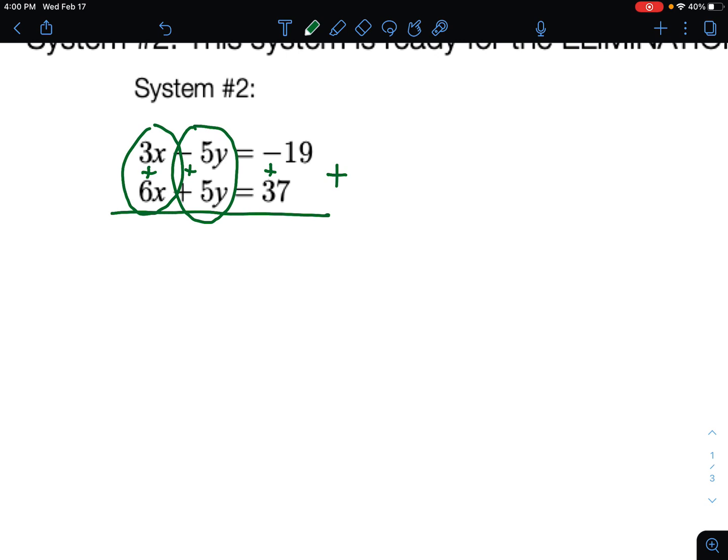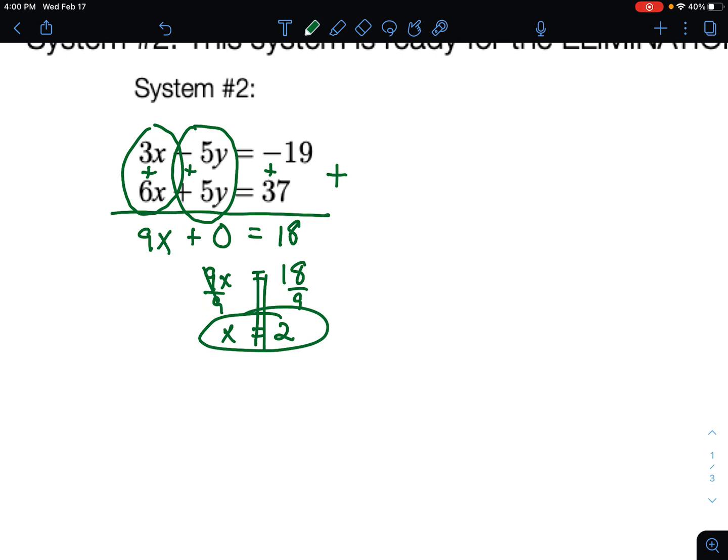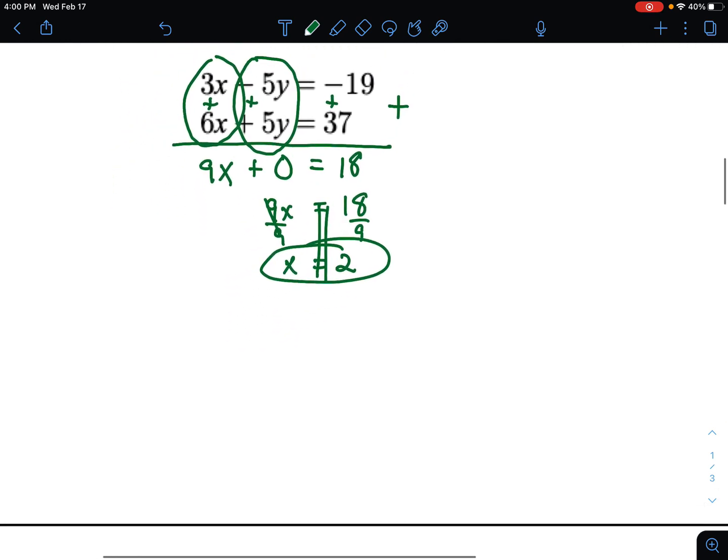So we're going to add these equations together to get a new equation. So 3x plus 6x is going to give us 9x. Negative 5y plus 5y is 0. Negative 19 plus 37 is 18. So simplifying that means we have 9x equal to 18, and 9 times what is 18? 9 times 2 is 18. If we divide both sides by 9, we get x is equal to 2, and that is half of our solution. Let's get the other half.